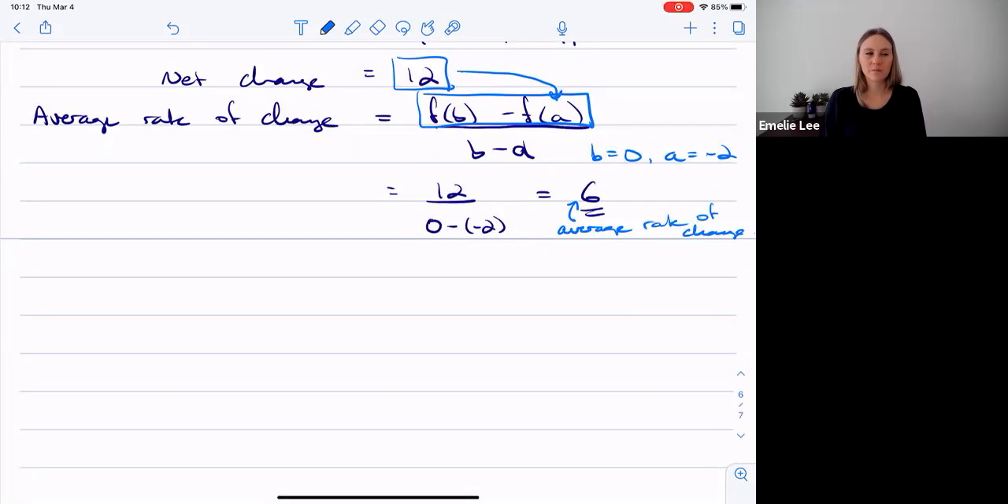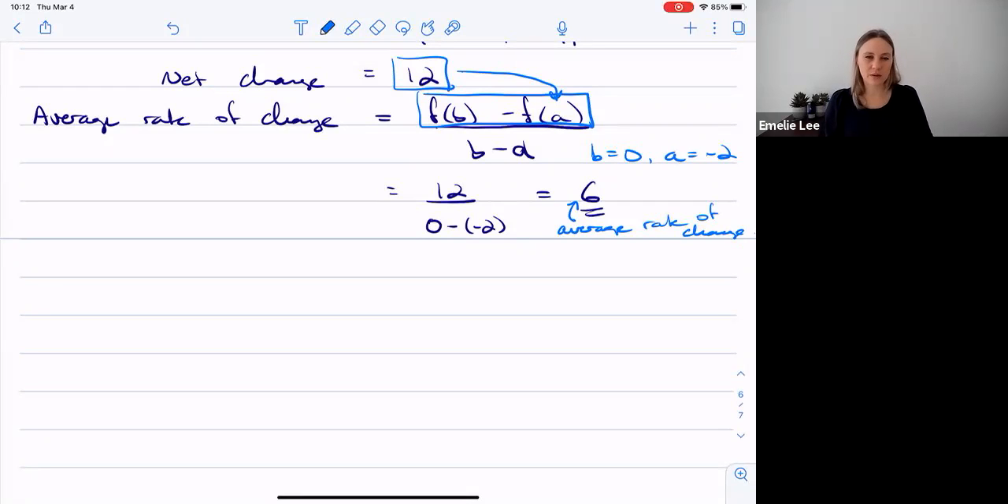Is 6. Now your average rate of change can be positive, it can be negative, it depends on the net change, because if the net change is negative, then you're going down. And so then you've got a decrease.